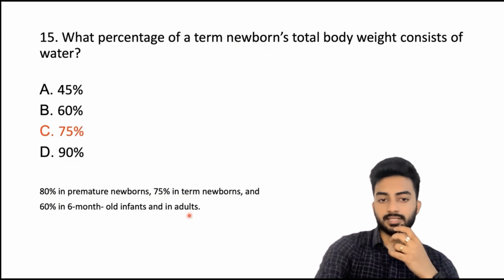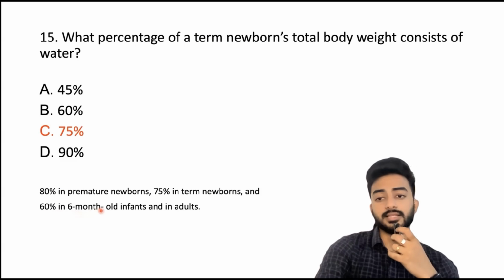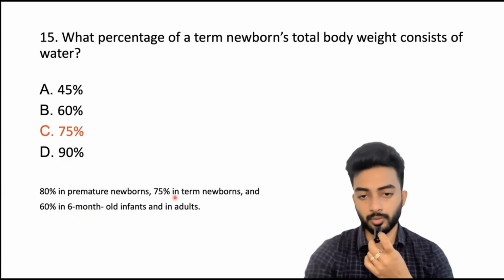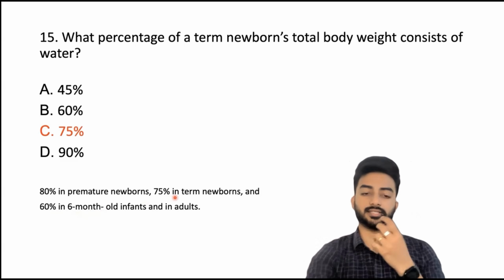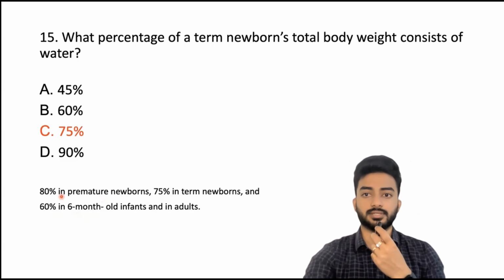So they can ask anything. If it is adult, it is 60%. If it is adolescent, it is 60%. 6-month-old, it is 60%. Then it reduces. If the age reduces, then the total body water percentage increases. So in term newborn, it is 75%, and in premature newborn, it is 80 to 90%.